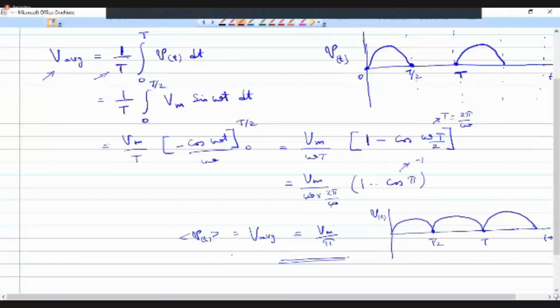Can anybody guess what is the average value? Any guesswork can you do? What could be the value? Anybody?